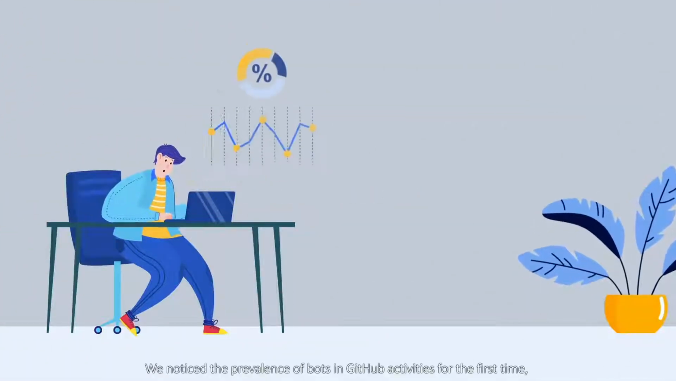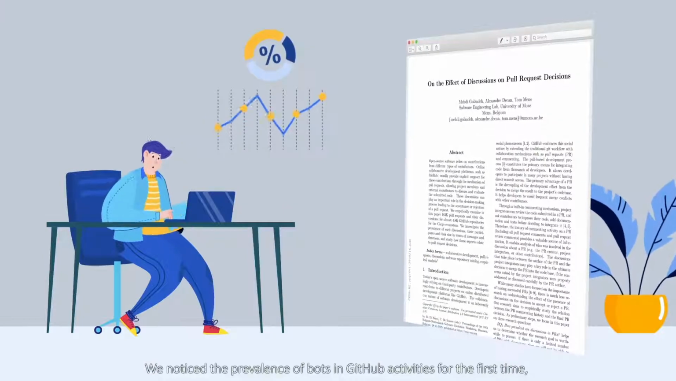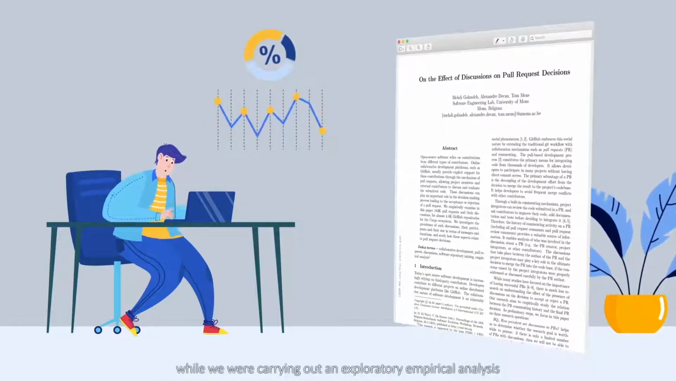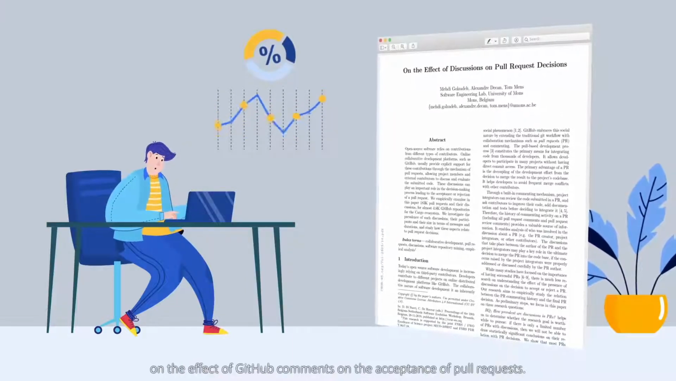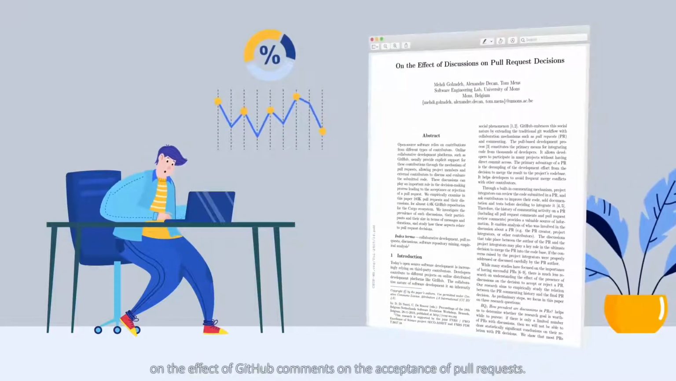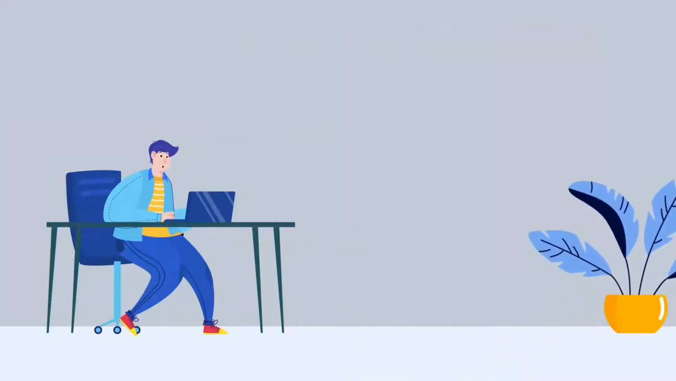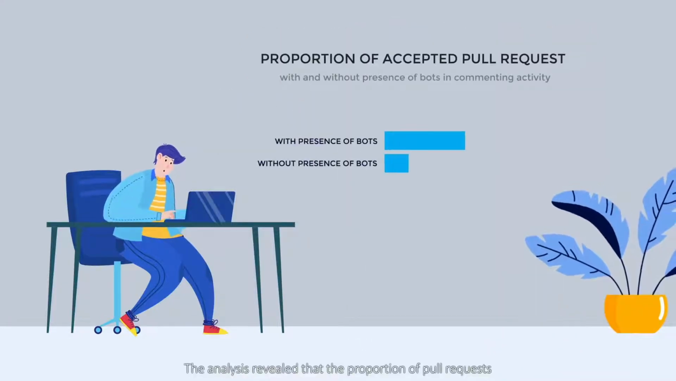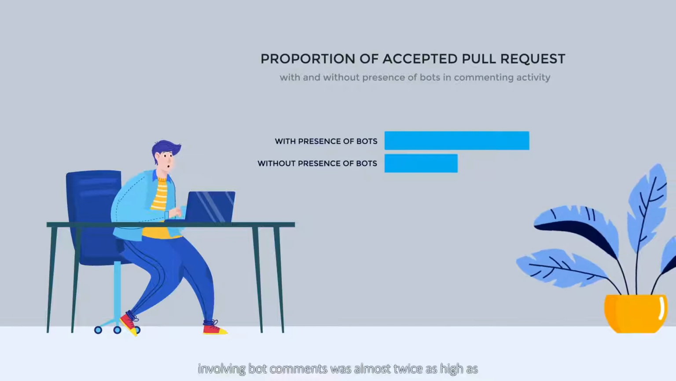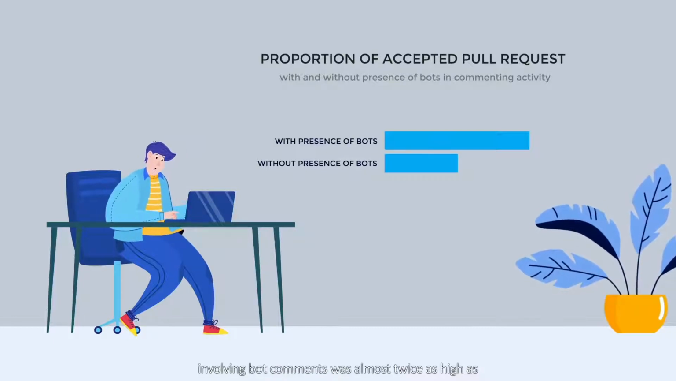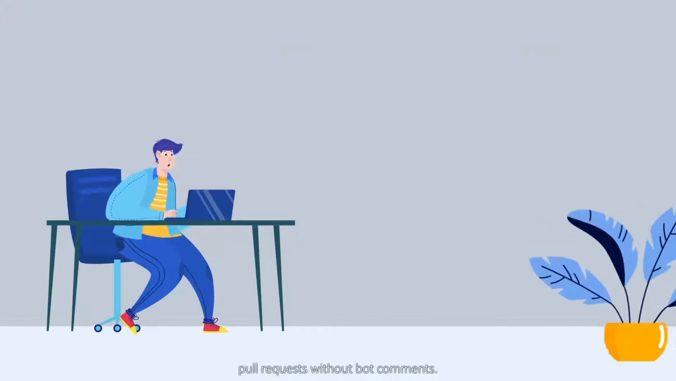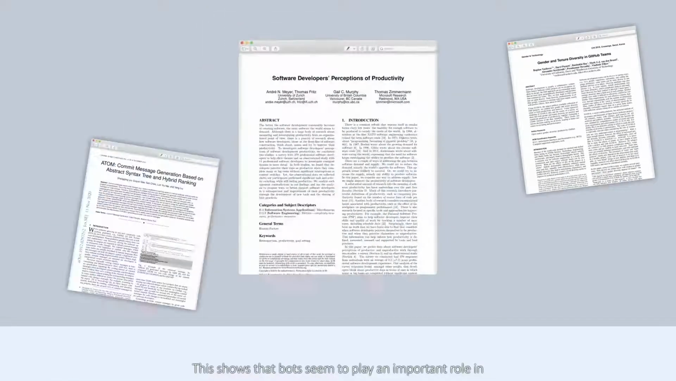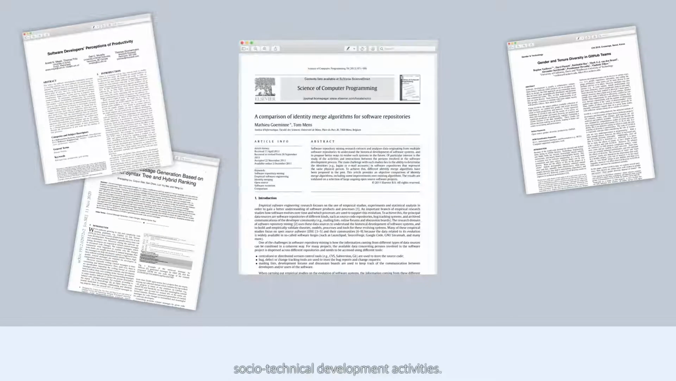We noticed the prevalence of bots in GitHub activities for the first time while we were carrying out an exploratory empirical analysis on the effect of GitHub commands on the acceptance of pull requests. The analysis revealed that the proportion of pull requests involving bot comments was almost twice as high as pull requests without bot comments. This shows that bots seem to play an important role in socio-technical development activities.